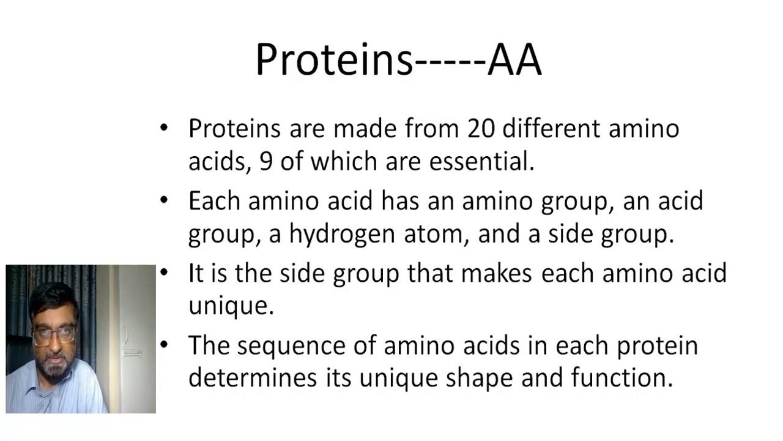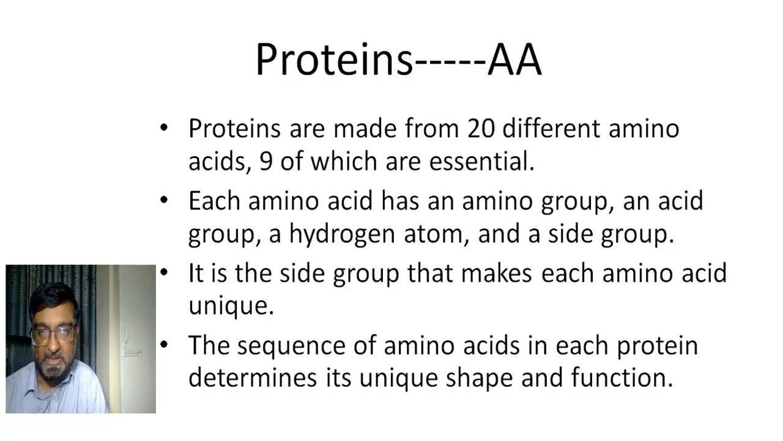You know that proteins are made up of 20 different amino acids, and from a nutrition point of view, there are 9 amino acids that are considered essential amino acids. What does it mean? Those 9 amino acids cannot be generated in your body, and you have to take them from an outside source through your diet. So these are called essential amino acids, and these are the 9 amino acids.